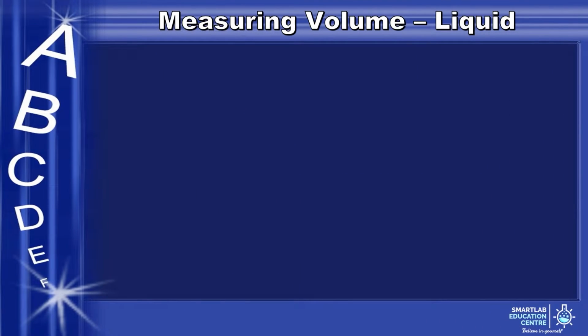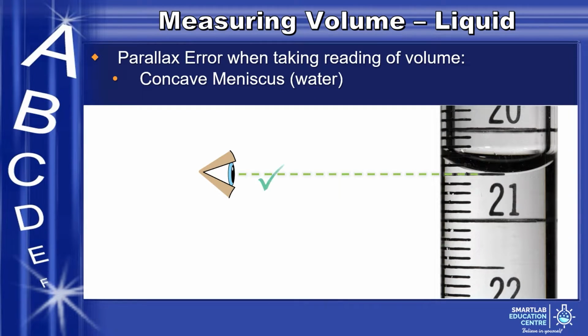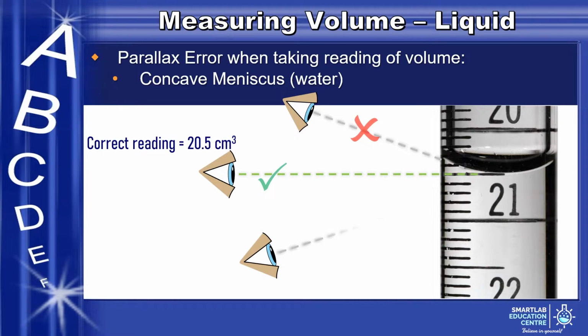When taking a reading of the volume of liquid, we must be cautious of parallax error. Some liquids, such as water, have a concave meniscus. In this case, you need to read off at the lowest point of the liquid surface. Also, make sure your eye level is at the same height as the liquid level.